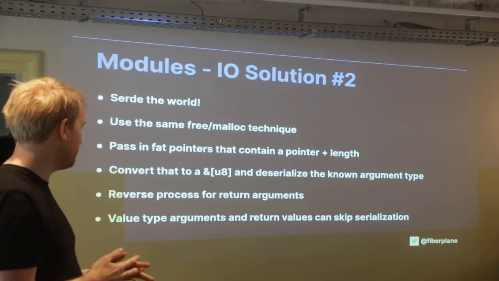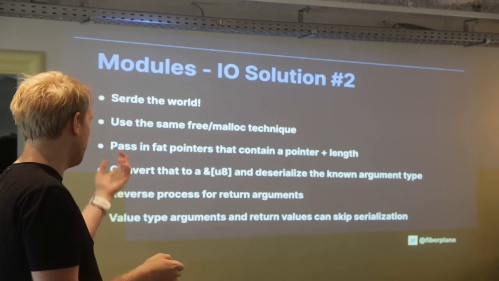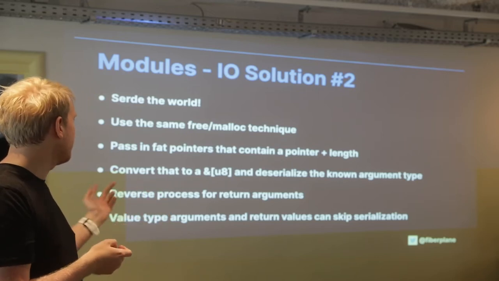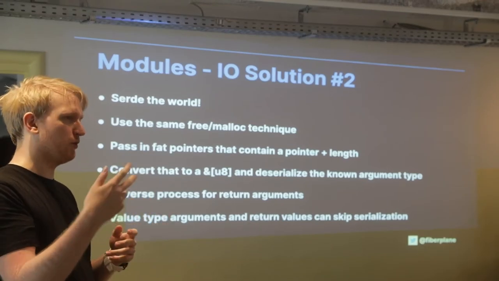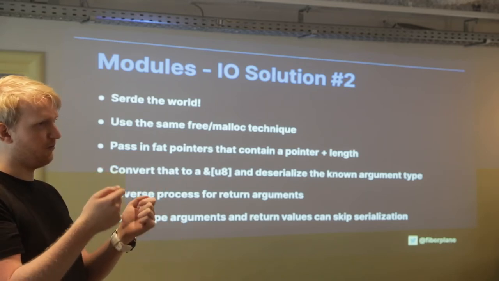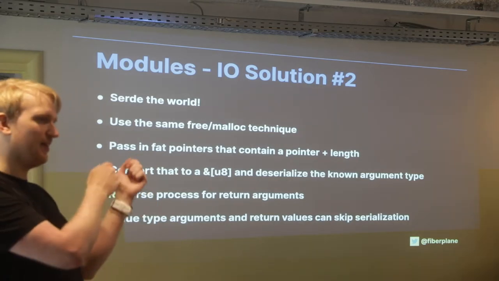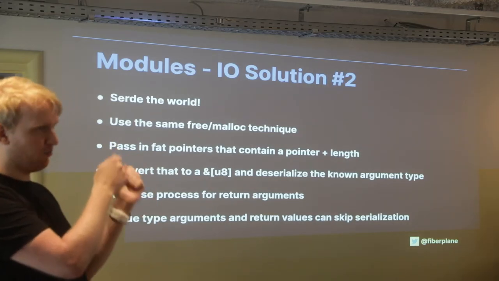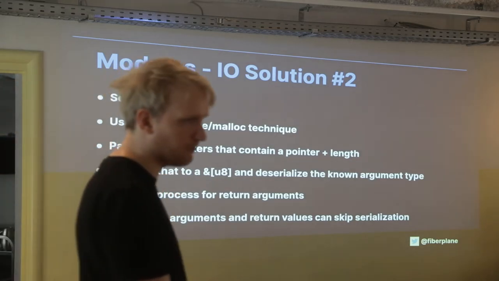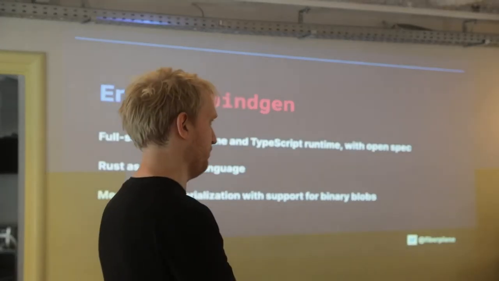So again, this is using the fat pointer concept with the pointer and length. We basically convert it to a u8 slice, like arbitrary data, and deserialize it. And then, of course, we need to reverse that process for the return type if it's complex. So if you're returning a struct, we need to allocate a buffer for it, serialize into that buffer, and return the pointer. And then when the host is done with that, it will have to go back into the guest and free that, assuming you want to call into the same memory space again, right? So you don't want to write this by hand, and that's where fp-bindgen comes in.